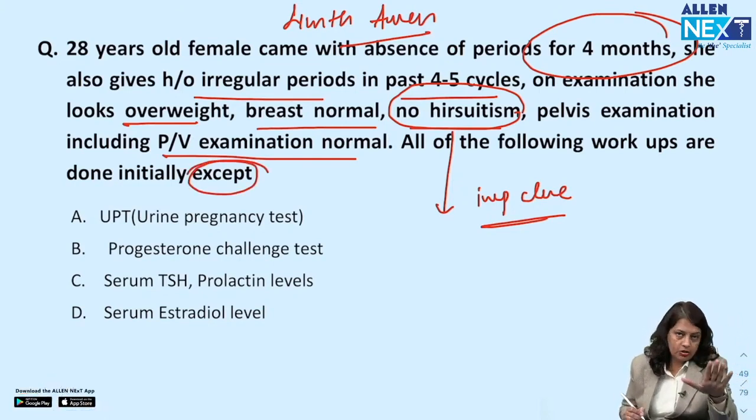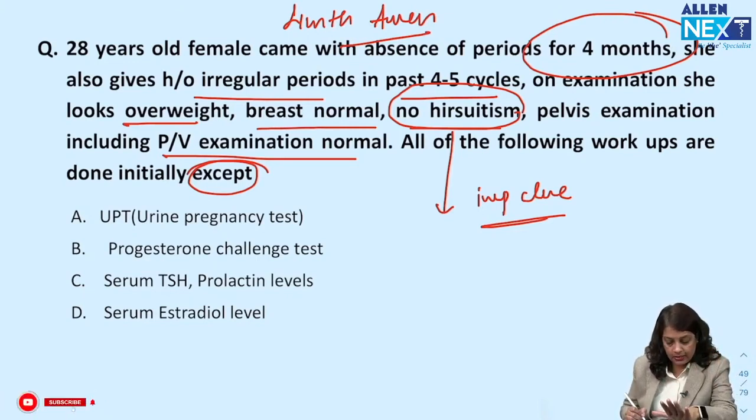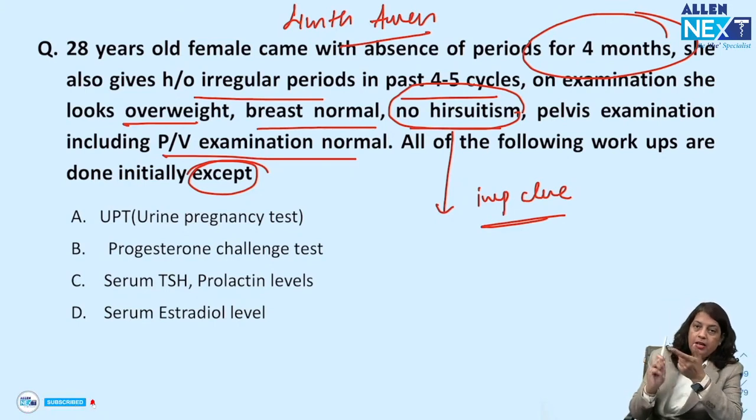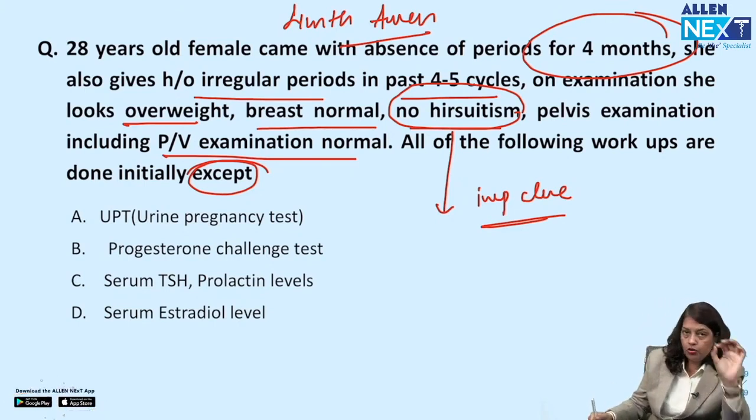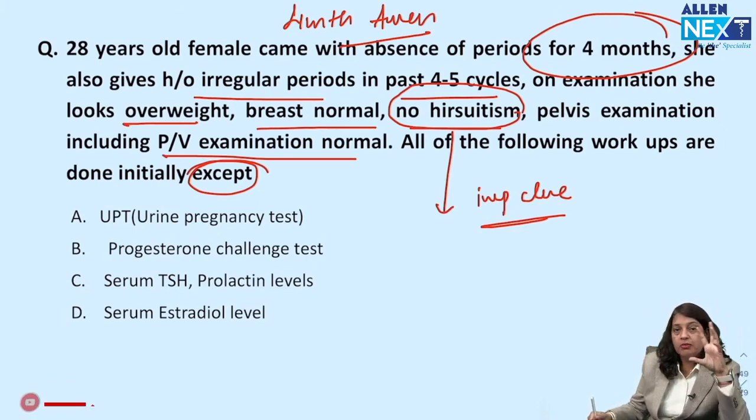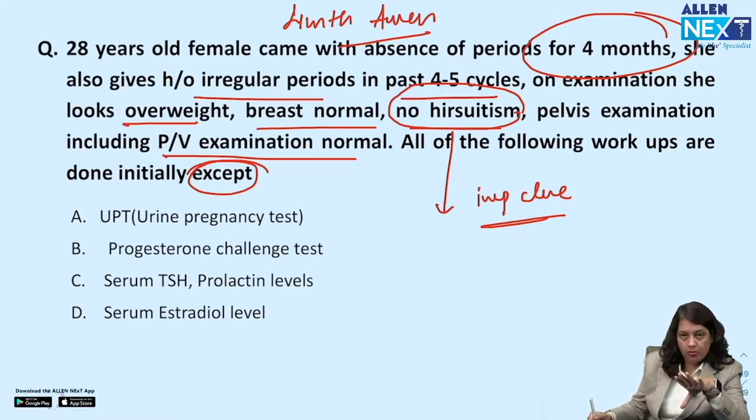मतलब एक पेशेंट है जिसको 4 months एमेनोरिया है, इरेगुलर पीरियड्स है 4-5 साइकिल से, ओवरवेट भी है यानी ओबेसिटी भी है, बट हिर्सुटिज्म एब्सेंट है. सो यू विल नॉट थिंक इन टर्म्स ऑफ पॉलीसिस्टिक ओवेरियन डिजीज बिकॉज हिर्सुटिज्म इज वेरी वेरी इंपॉर्टेंट कंपोनेंट. ठीक है, और इसमें लिखा भी है पेल्विक एग्जामिनेशन नॉर्मल है. तो कौन सा वर्कअप आप नहीं करोगे?